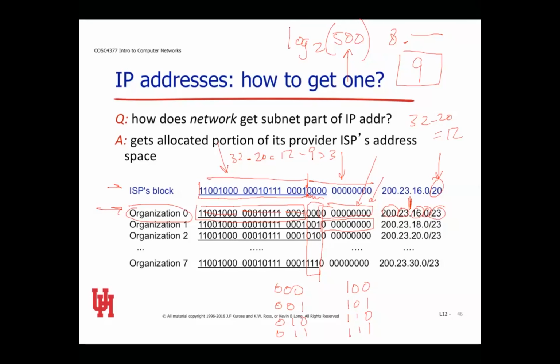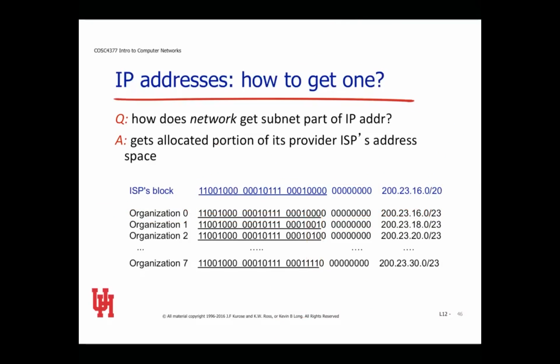Well, let's do another one. Let's say we get down to the first organization in here. Their 3 bits in the middle are going to be 001. That changes the value of this 8-bit number. It is no longer 16. Now it's 18. 00010010 is 18. So this now turns into 18. It's still a /23, which means you get the last 9 bits, and you continue on from there.